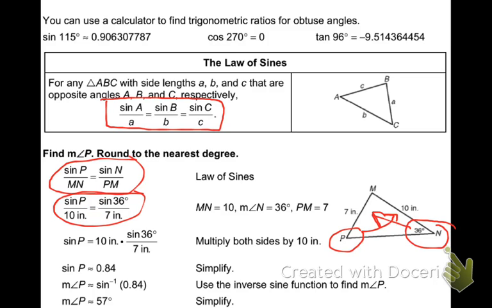Now remember, anytime I am finding degrees, I have to make sure I use the inverse button. If I'm finding side lengths, it's a lot easier. Remember, degrees, I have to use that inverse button. Alright, so that's what we're doing today. We're using proportions and the law of sines to solve for non-right triangles.